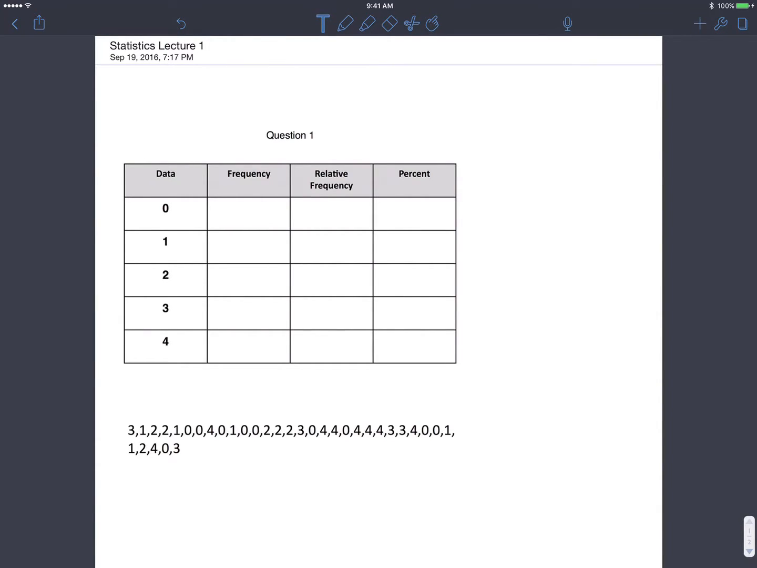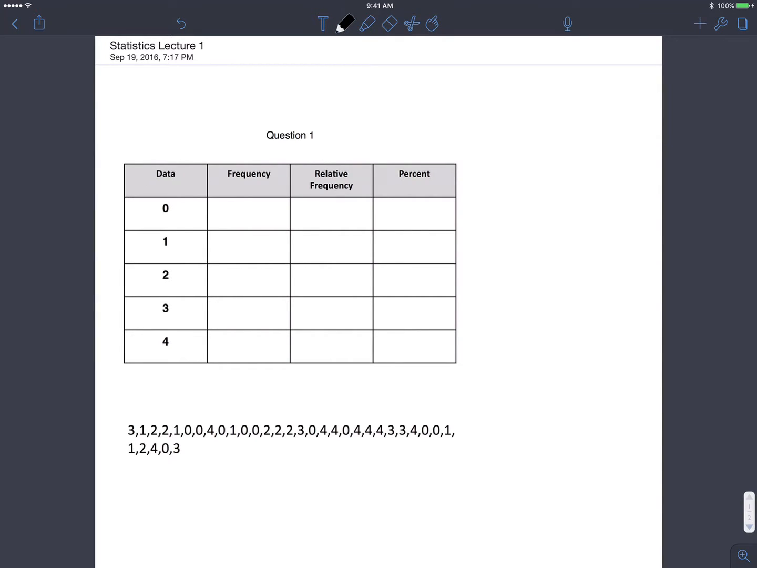Okay, this is the homework for Statistics Lecture 1, creating a frequency table, relative frequency table distribution. Question 1 corresponds to how many cups of coffee somebody is drinking. So let's take a look here at how we can gather this data.